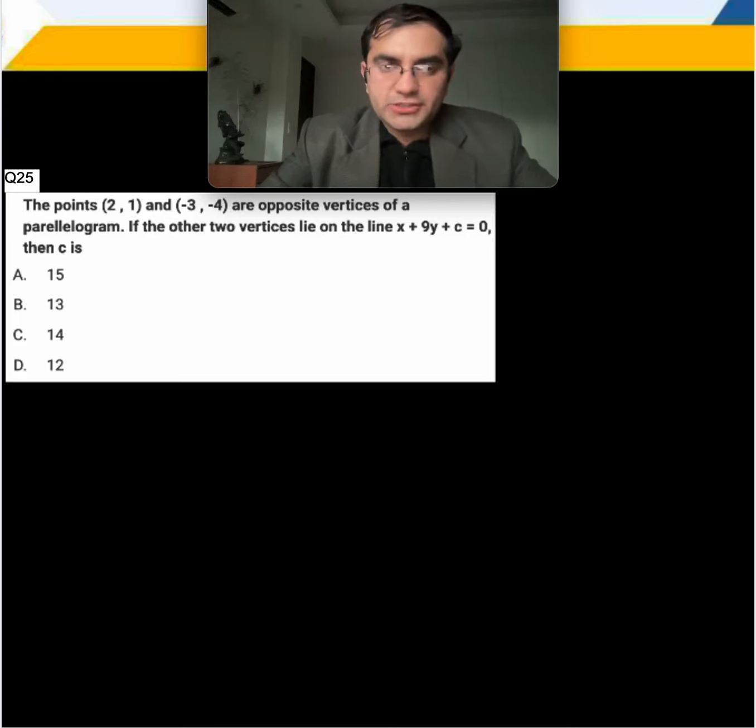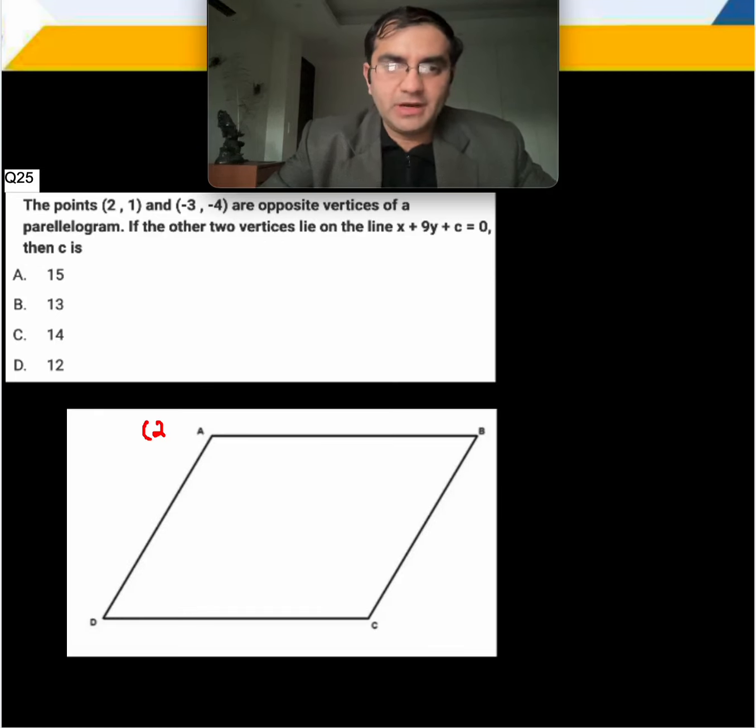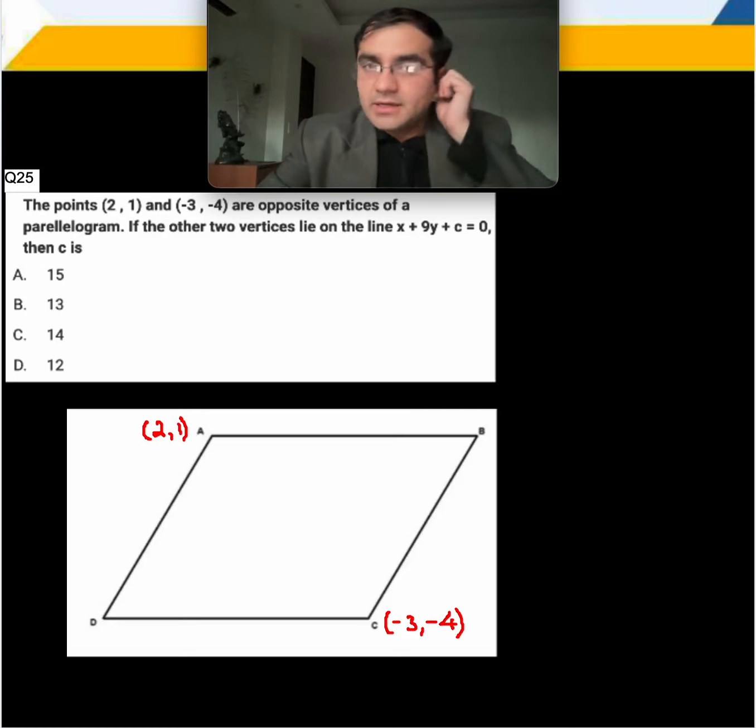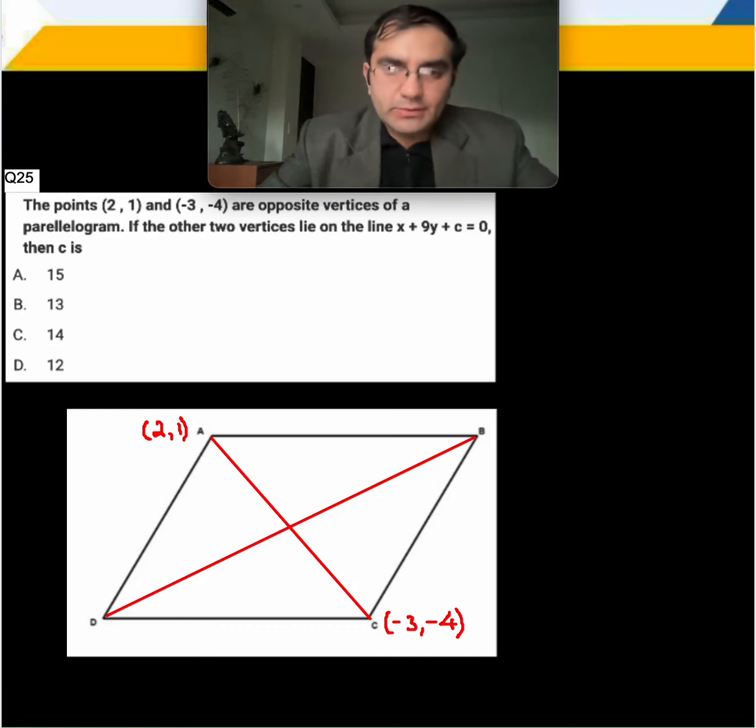Question from coordinate geometry, and it will again be using the properties of geometry as well, because parallelogram has been mentioned. So you have these 2 points, they are opposite vertices of a parallelogram. So let me mark 2, 1 here and -3, -4 here. Okay? And they are opposite vertices of a parallelogram. So when I join the two diagonals, they are going to bisect. And the midpoint of the diagonal can be found using the midpoint theorem. So this point will be 2 minus 3 upon 2, that's -1 by 2. And the other coordinate will be 1 minus 4 upon 2, that's -3 by 2. Okay?